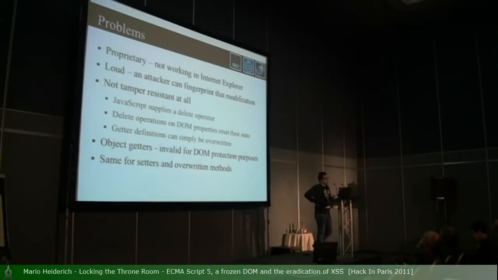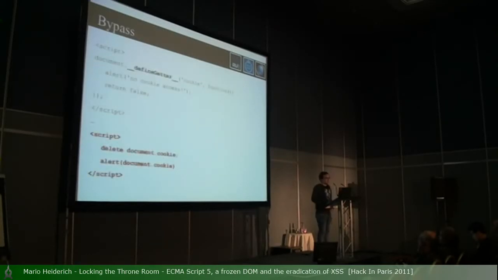is providing one fierce operator which is called the delete operator. If you delete something, you will take a property and put it back, reset it to its original native state. So how would the attacker bypass my approach here? Again, the same code. I'm just defining the getter for document cookie, so we cannot reach it with a standard alert. And the attacker goes along, says delete document cookie, alert document cookie, and there we go. The attacker has the cookie. So this approach is obviously bull, so we can't use it.